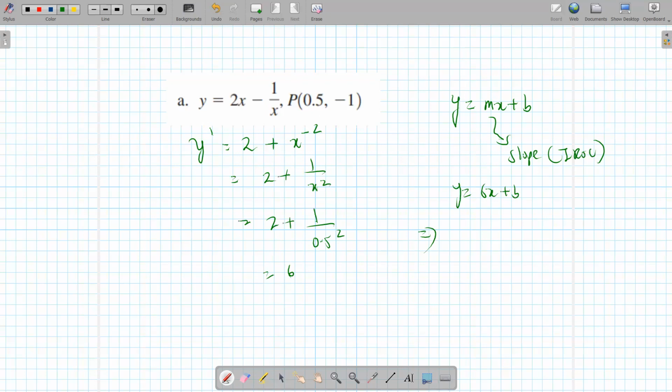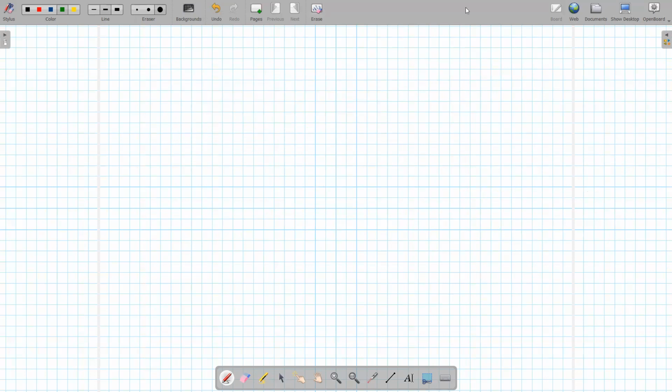Notice they've given us a point. So you just plug it in? Yep. You simply plug in the point. So you're going to plug -1 as y, and you're going to plug x as 0.5. So this will give you 3 plus b equals -1. So b is -4. So therefore your equation is 6x minus 4, the equation of the tangent line, okay? And you're done. Easy peasy.